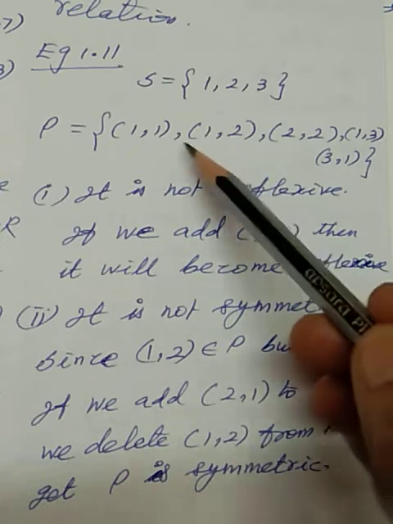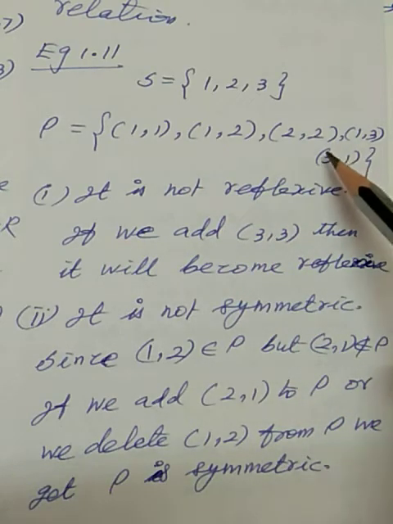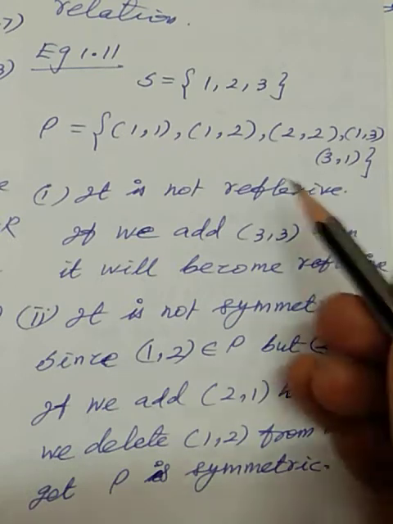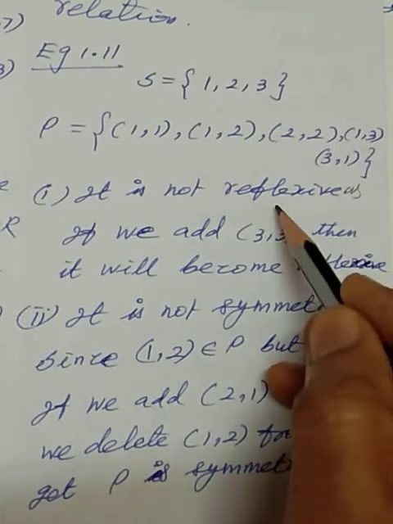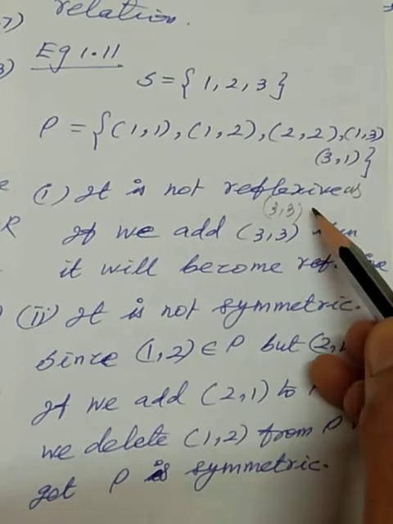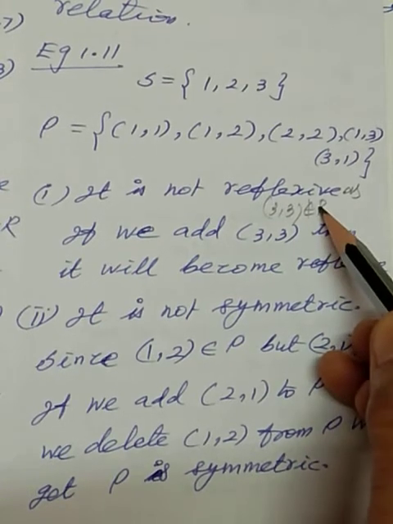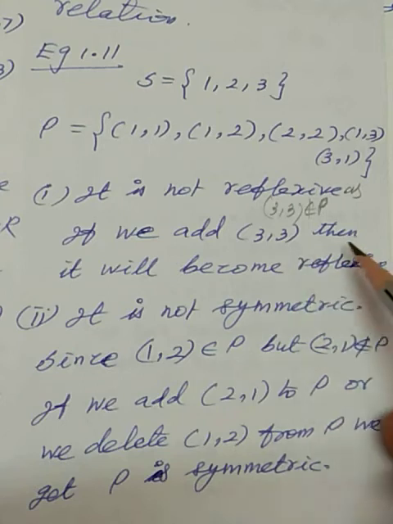So it is not reflexive, and you state the reason also: it is not reflexive as (3,3) doesn't belong to rho. If we add (3,3) to the relation rho, then it will become reflexive. Okay. Now you see the second question.